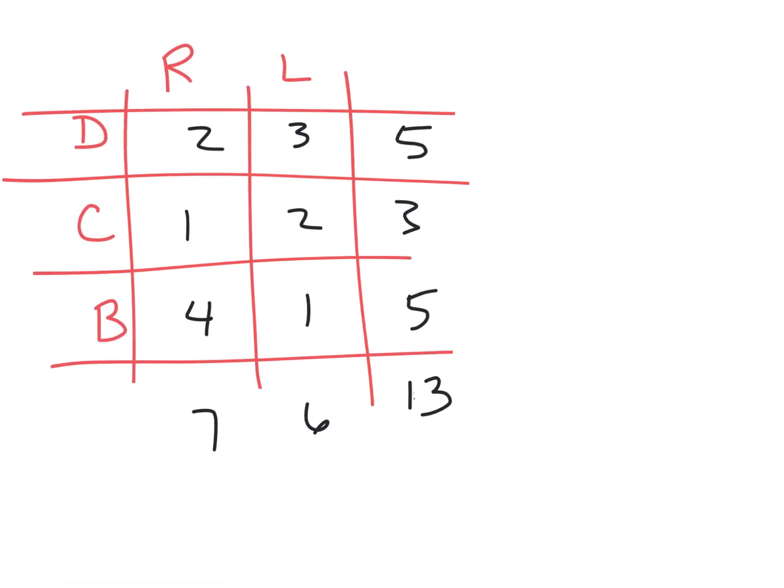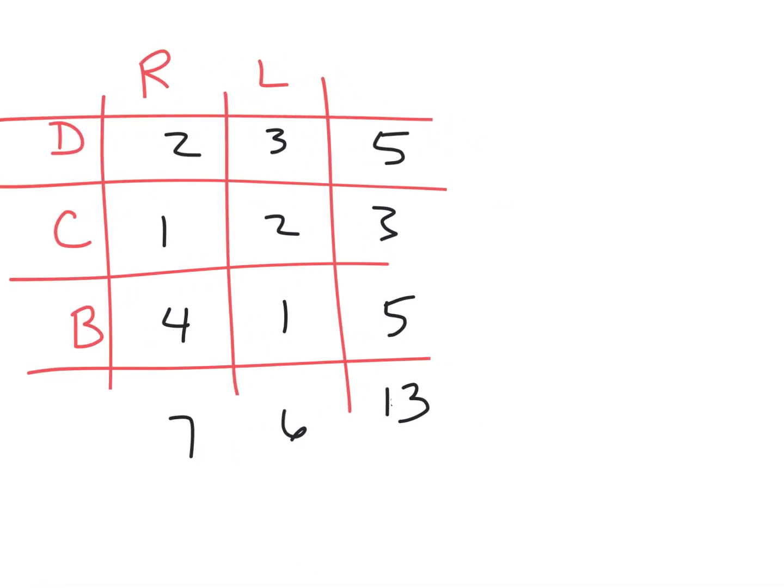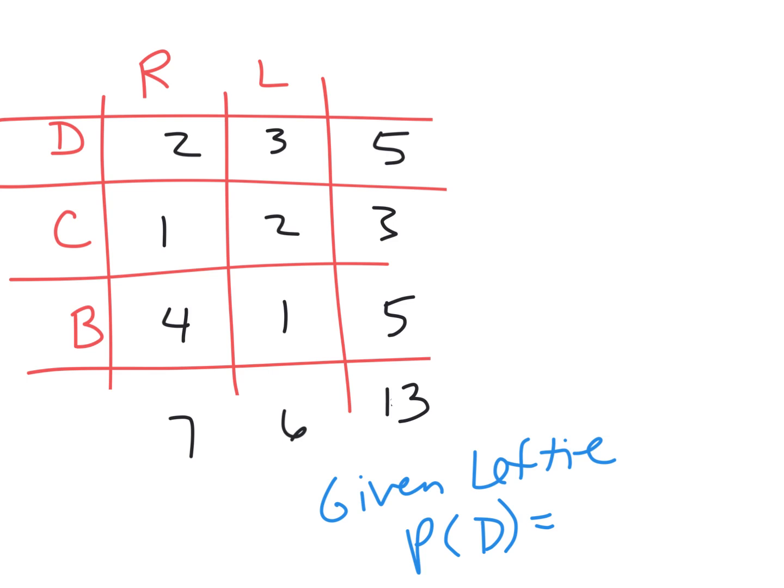Okay. Here's one of those complicated ones. Given lefty, what's the probability of dog? It's not out of 13 because it was given lefty. Compare with the kid next to you and see what this answer is.